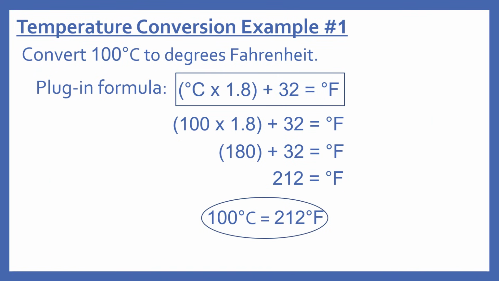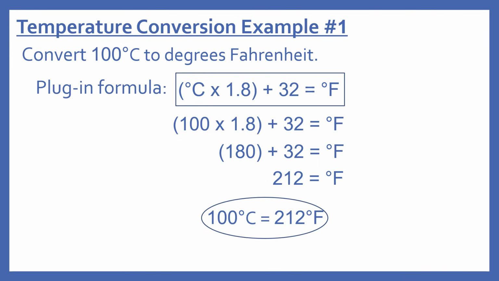Now we'll look at some examples, and so you can see how to work these problems. So the first example is convert 100 degrees Celsius to degrees Fahrenheit. So if we use the plug-in formula, we're going to take the degrees Celsius times 1.8 plus 32, and that will give us the degrees Fahrenheit.